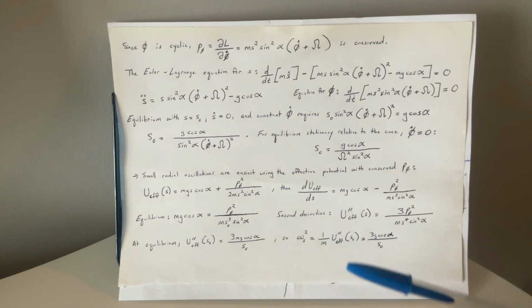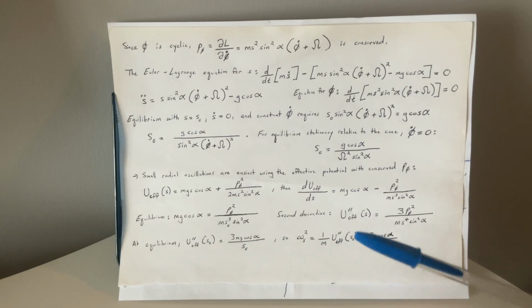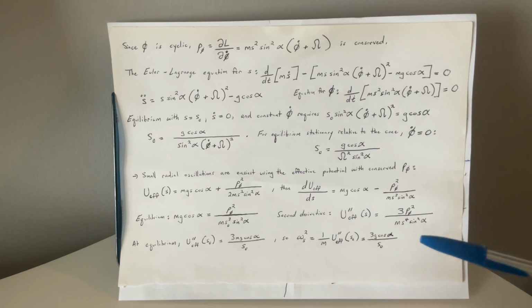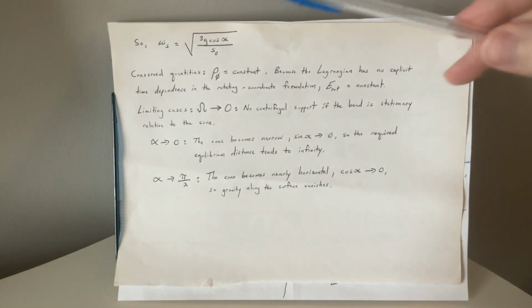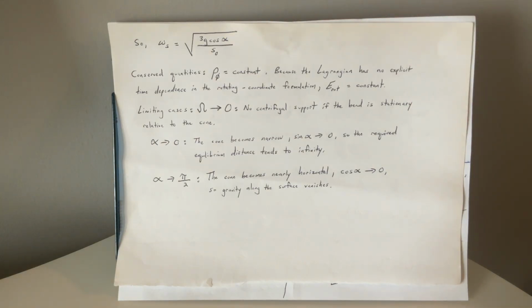So omega sub s squared equals 1 over m times U sub eff double prime of s naught, and that's going to equal 3g cosine alpha over s naught. So omega sub s equals the square root of 3g cosine alpha over s naught. And our conserved quantities: p sub phi equals a constant. And because the Lagrangian has no explicit time dependence in the rotating coordinate formulation, E sub rot equals constant.